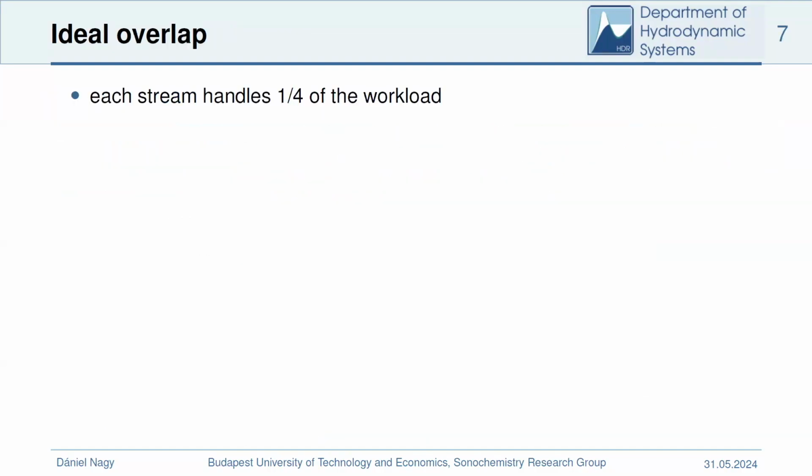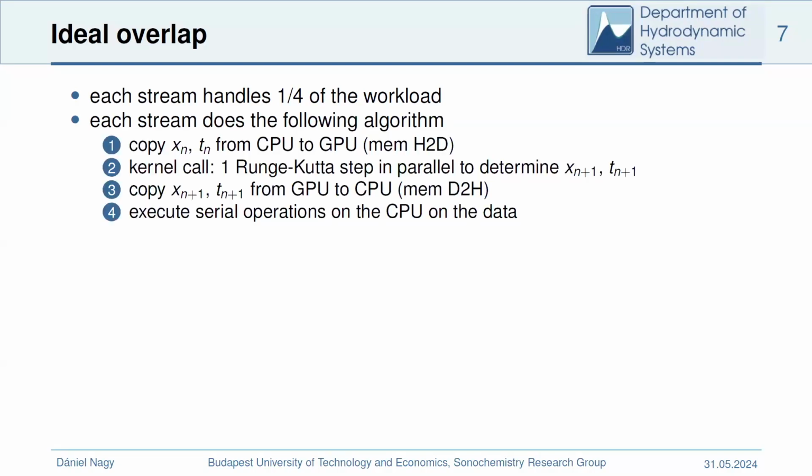And how do we translate it to solving differential equations? Well, let's say we have lots of parameters, and each stream is going to handle 1/4 of the parameters in an ideal state. And let's say each stream does the following algorithm. First, we copy the state and the time data from the CPU to the GPU. Then we call the kernel. The kernel calculates one numerical time step and calculates the next time step. Then we copy the data back from the GPU to the CPU. And then the CPU does some operations on this state.